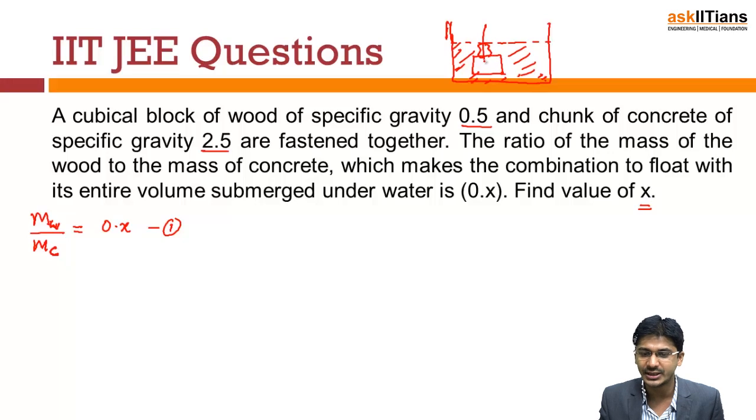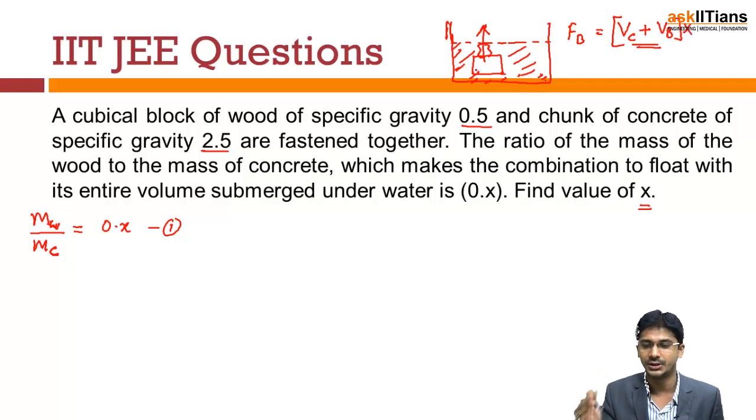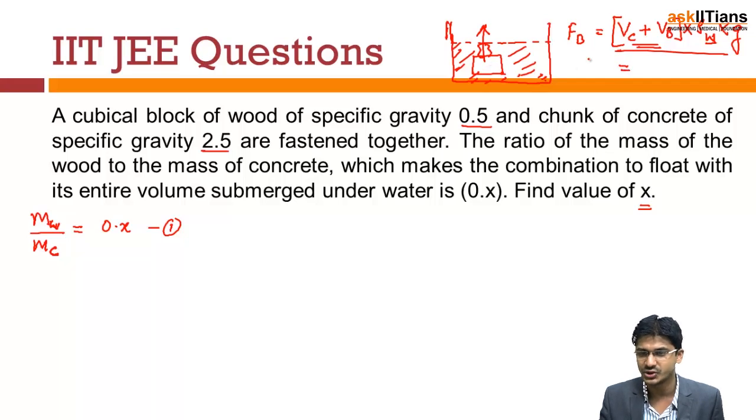So what is the net force that will be acting upward? Buoyant force will be the total volume, volume of the concrete plus volume of the block, into the density of the liquid, which is water, into g. This total volume is the same as the displaced volume of the liquid. This is the buoyancy force. Now this buoyancy force must be equal to the weight. Now the weight of these two is the mass of the concrete plus mass of the block into g. This is what is given to you.